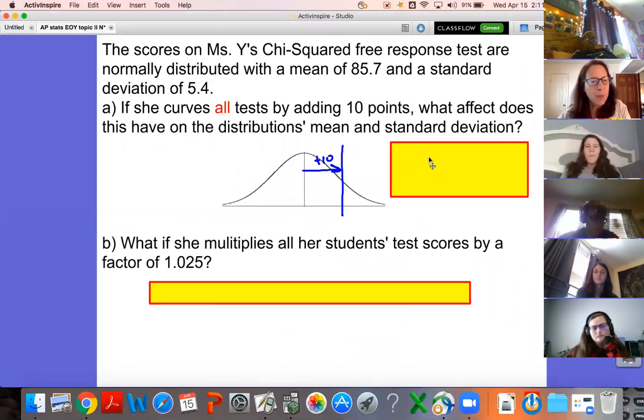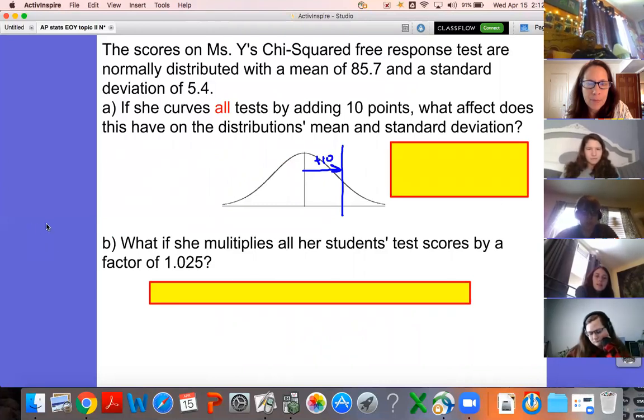Okay, so remember we did what we called transforming the data. So let's say that I took your scores and I added 10 points to everything. So the mean of the original test was 85.7 and the standard deviation was 5.4. What is going to happen to the mean and the standard deviation if everybody gets 10 points on their test? What is the mean going to be?